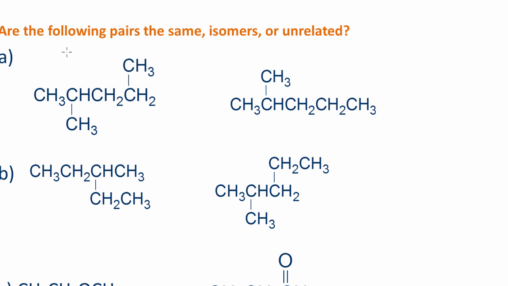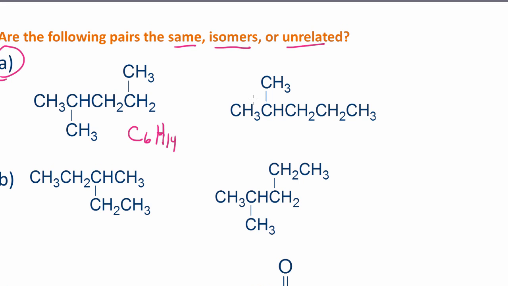Okay, got a question for you here. Are the following pairs the same molecule? Are they isomers or unrelated? Let's look at these in A. So what's the first thing you need to do? Let's look at the molecular formulas for each. So this one here, we have 6 carbons and 14 hydrogens. Let's check this one. 6 carbons and 14 hydrogens. Okay, so these have the same molecular formula.